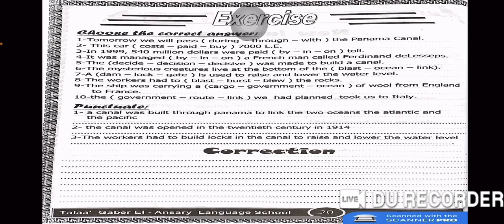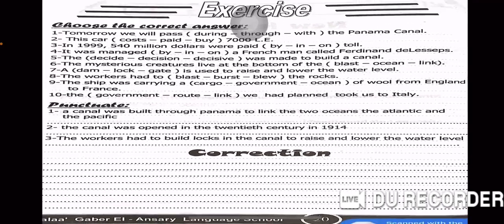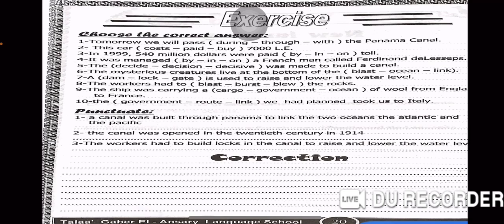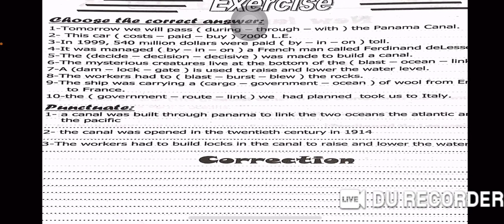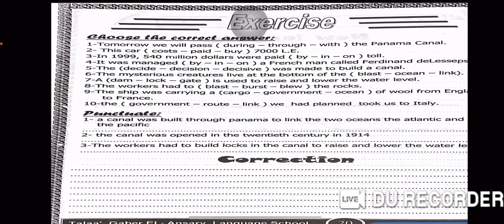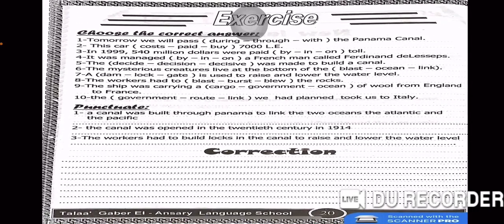Number 5. The decisive was made to build a canal. Number 6. The mysterious creatures live at the bottom of the ocean lake. Number 7. A dam lock gate is used to raise and lower the water level.